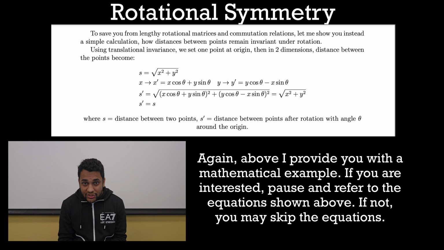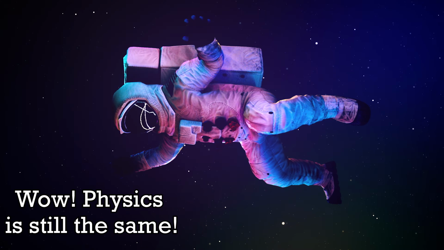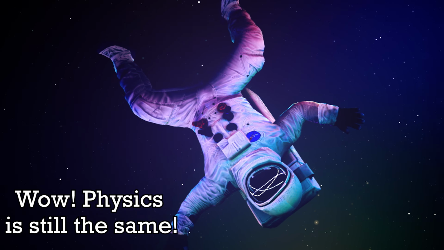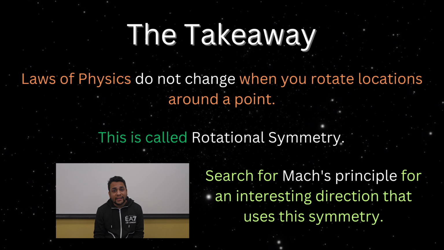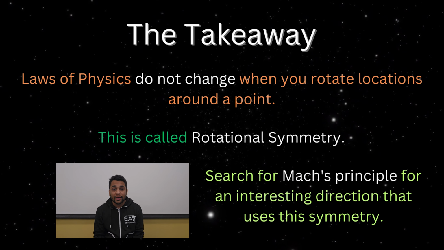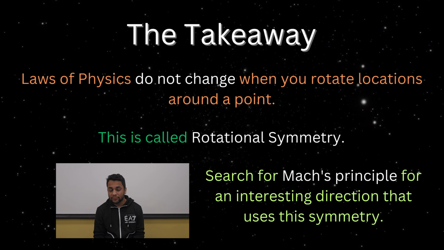The symmetry of rotation tells us that the laws of physics remain unchanged under rotations around any point. You turned around, and the laws of gravity still remain the same around you. Through Noether's theorem, one finds out that this rotational symmetry leads to a conservation law known as the conservation of angular momentum. More on that in a later video.